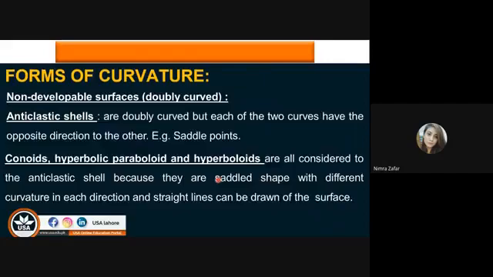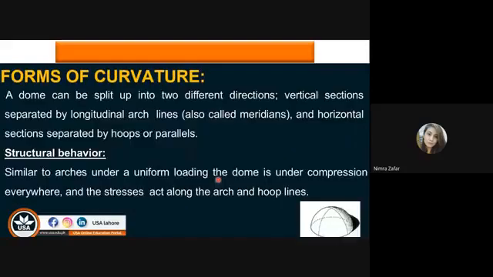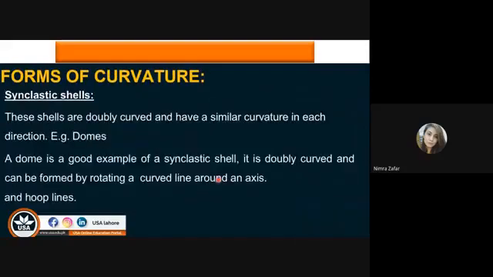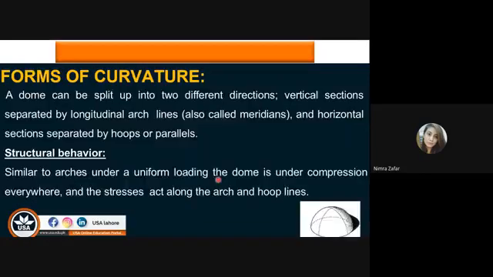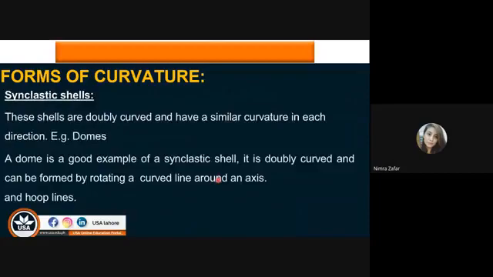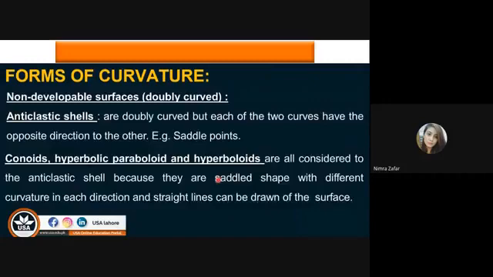Then we have non-developable surfaces, anticlastic. In synclastic, there was double curvature and that was similar in both directions. Now in anticlastic, we have double curvature, but each of the two curves has the opposite direction to the other. In synclastic, we had two curves in the same direction. In anticlastic, as the name suggests, anti, we have two curves, but they are in opposite directions. For example, saddle points.